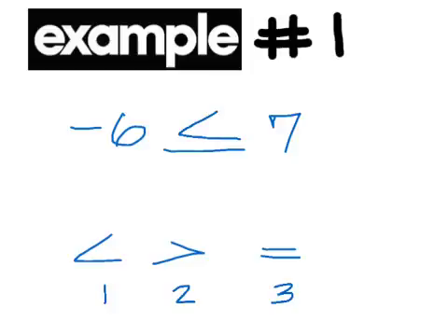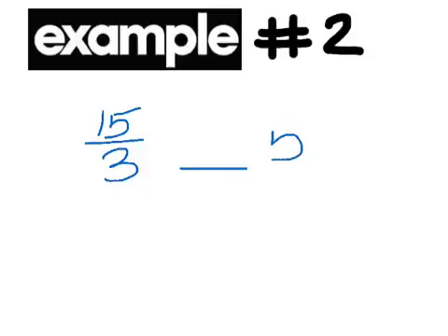Number 1, so it would be this way. This always points to the lesser number. This opens up to the larger number. Example number 2. 15 over 3 is what compared to 5? Less than, greater than, or equal to? Equal to, because 15 over 3 is the same thing as 5.